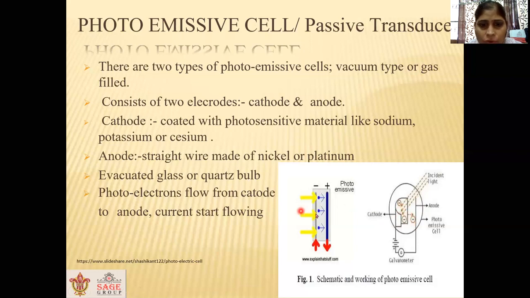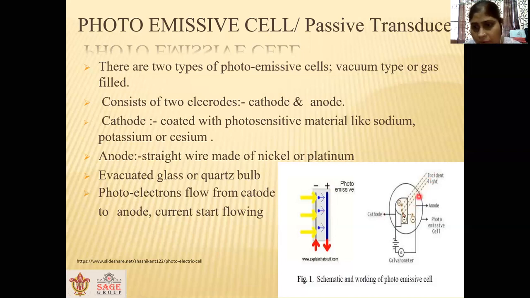So when light falls on the cathode, the photons of the light give their energy to the electrons of the photoelectric material present on the cathode. The electrons take the energy from the photons, come out from the valence band and knock out their covalent bond. So these are free electrons. Since the other electrode is on positive potential, electrons are attracted towards this side and start moving.